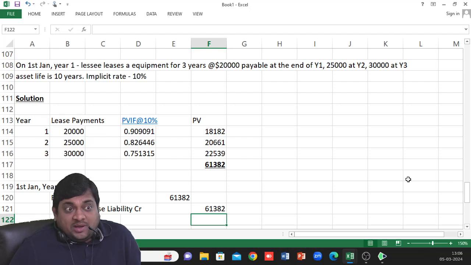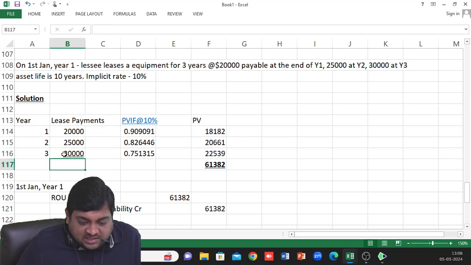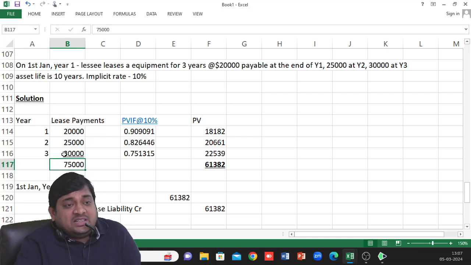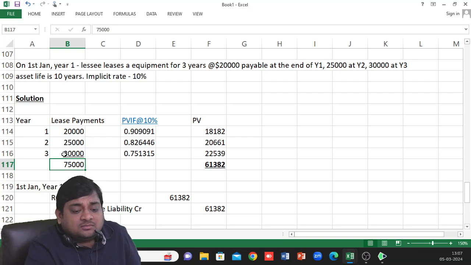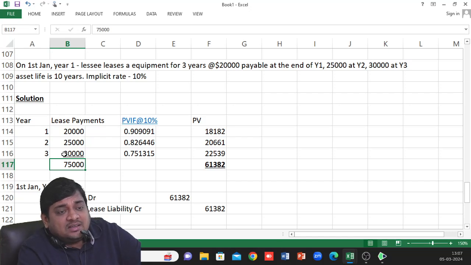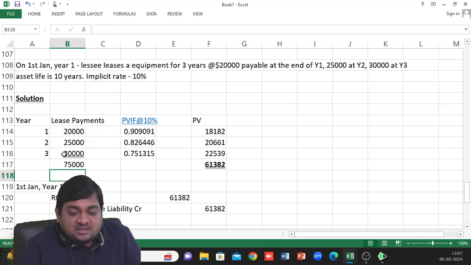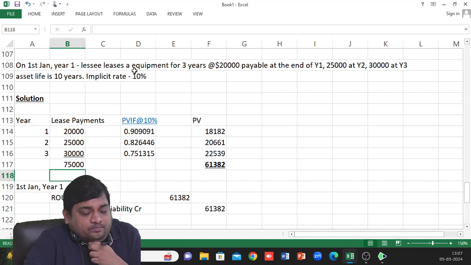Now here you can see one thing. The total of this is 75. It means lease expense will be 25 each. But in the first year you paid how much? 20. It means 5,000 is outstanding. Isn't it? So in this case, the balance of ROU and lease liability will not be the same.